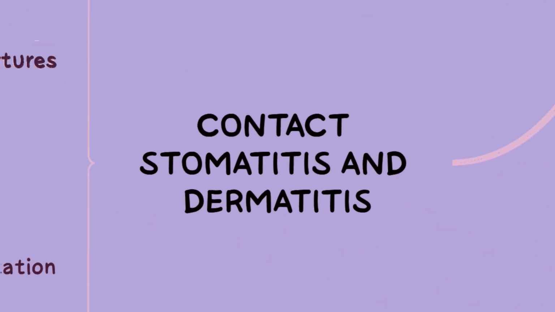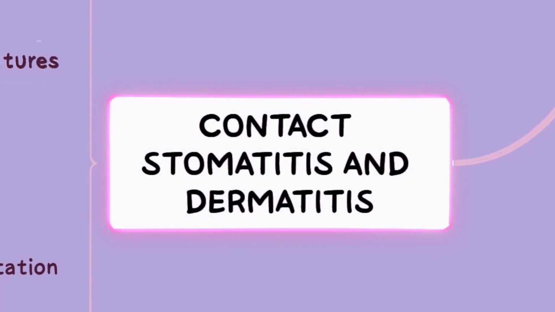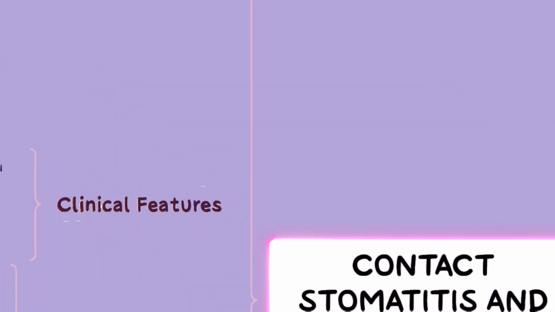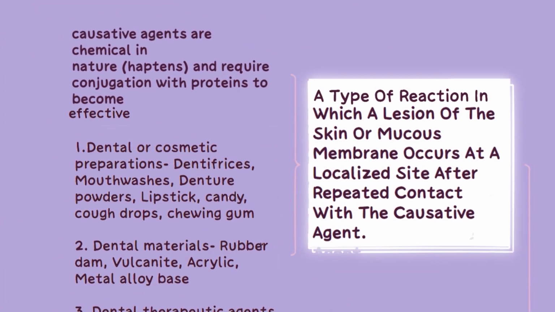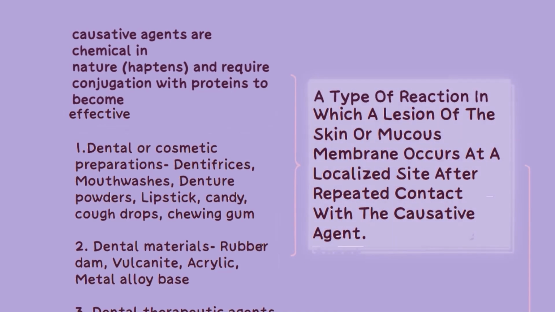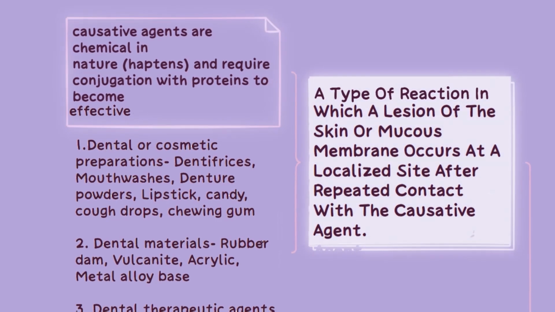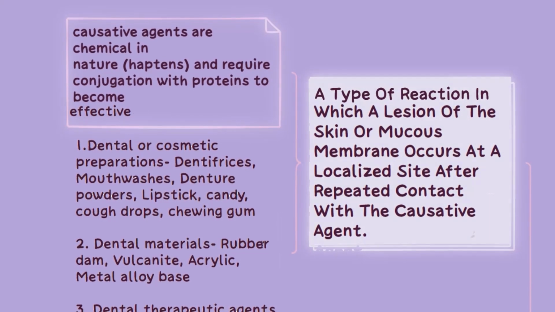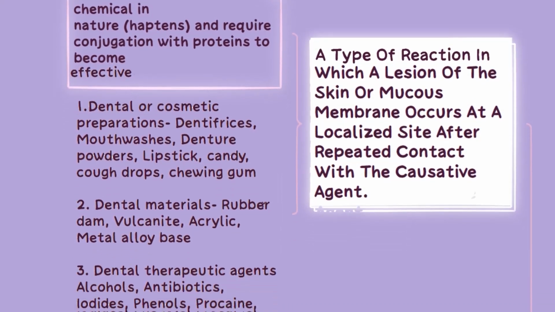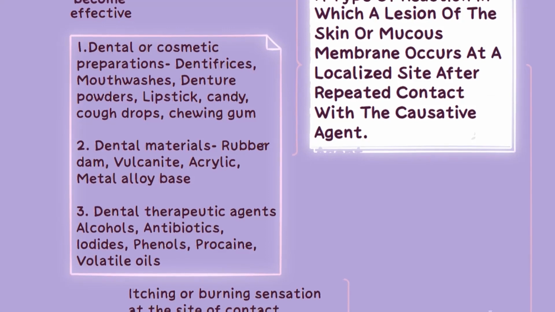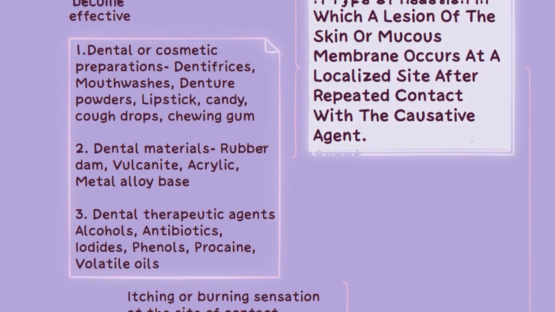The last condition we will discuss in detail is contact stomatitis, also known as allergic contact stomatitis or contact dermatitis. It is a type of localized reaction in which a lesion develops on the skin or mucous membrane after repeated contact with a specific causative agent. The causative agents are typically chemical substances, haptens, that require conjugation with proteins to become effective in causing the reaction. Common causative agents in the oral cavity include dental or cosmetic preparations such as dentifrices, mouthwashes, denture powders, lipsticks, candies, cough drops, and chewing gum.